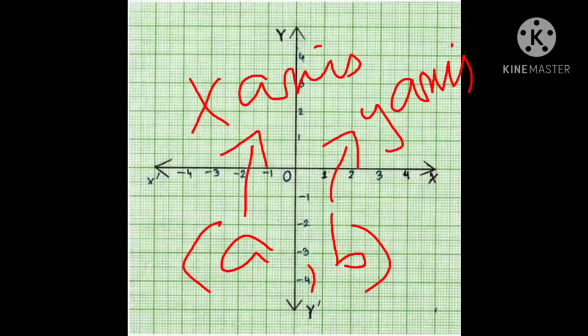Next is the ordered pair. In an ordered pair, inside the brackets you write A comma B. Here A represents the distance along the x-axis, and B represents the distance along the y-axis.